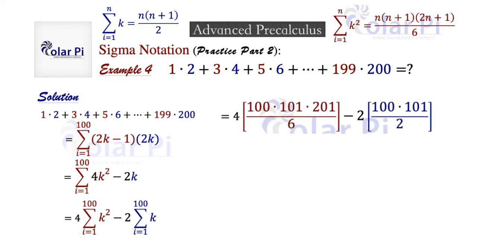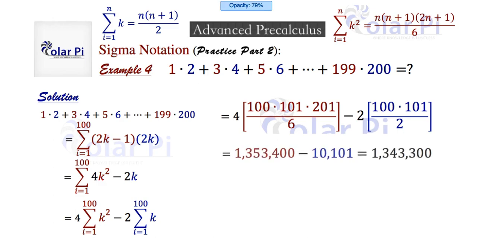And so if you do it correctly and do the appropriate arithmetic, you get this. Okay, cool. So example 5, the final example, is next.